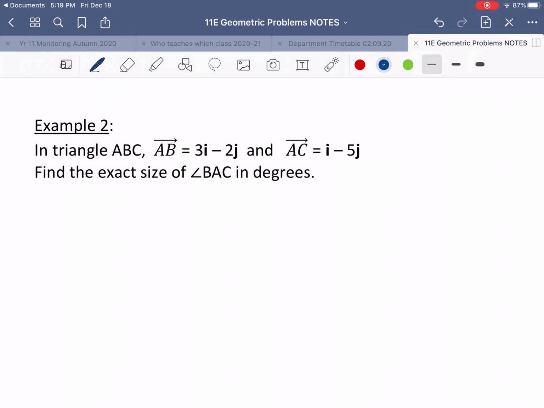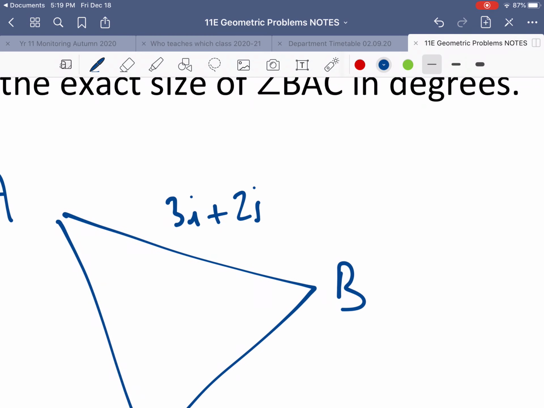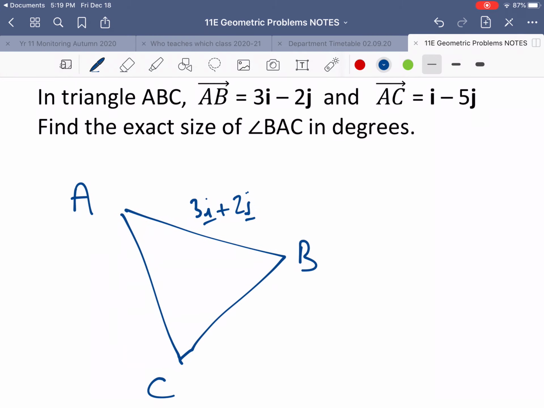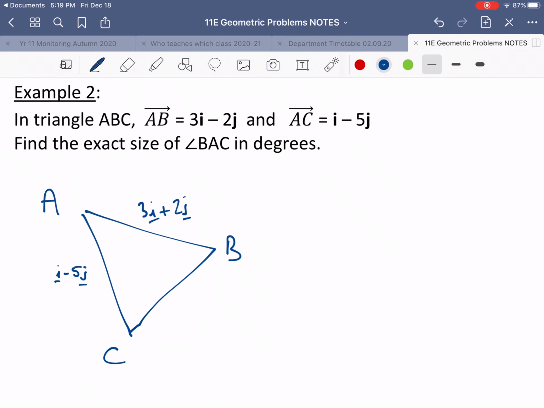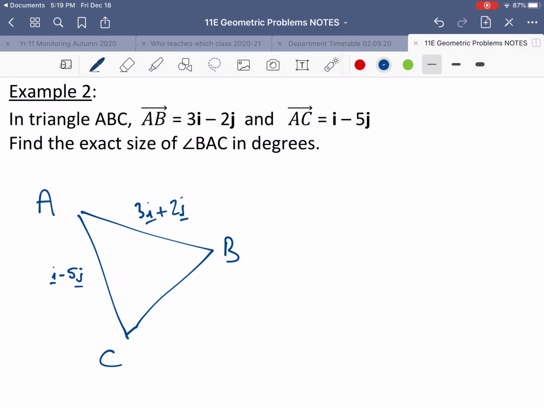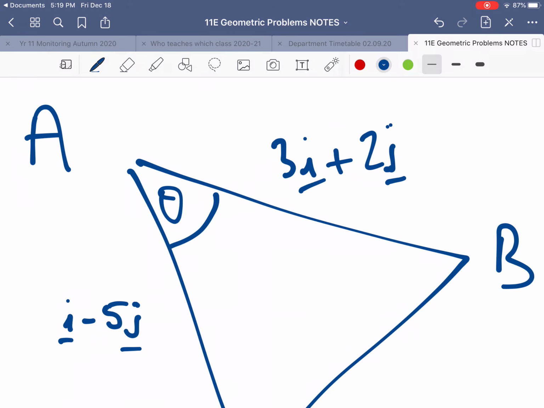So what I can draw here is just triangle ABC, A, B, C. A to B, well, we know this is 3i plus 2j. And A to C is i minus 5j. And we're asked to find the exact size of angle BAC, so that's that angle there, which I'm going to call theta.